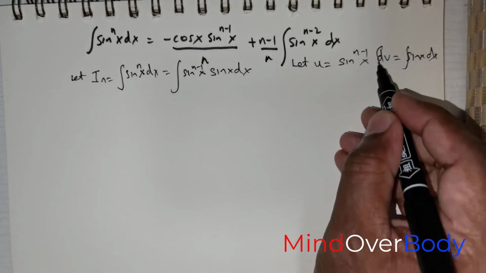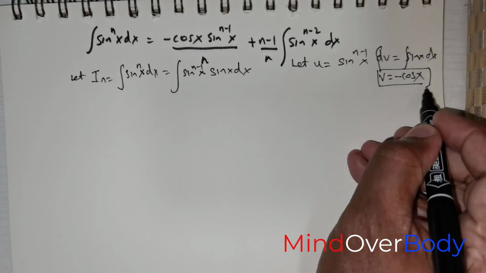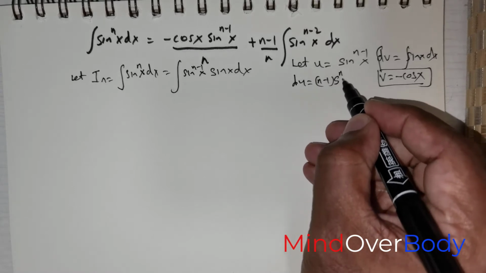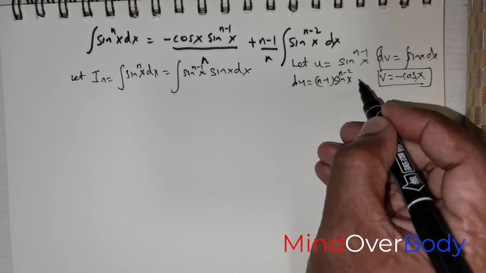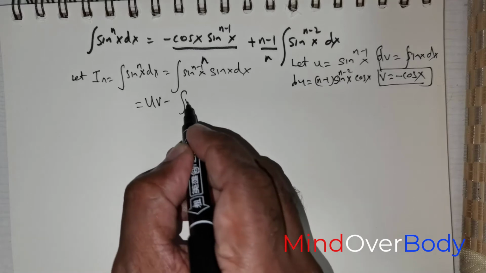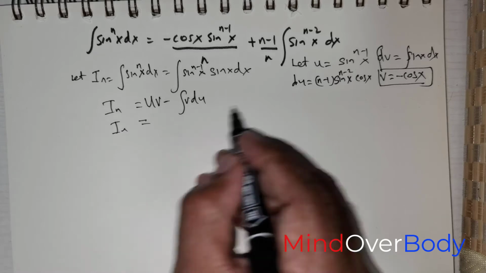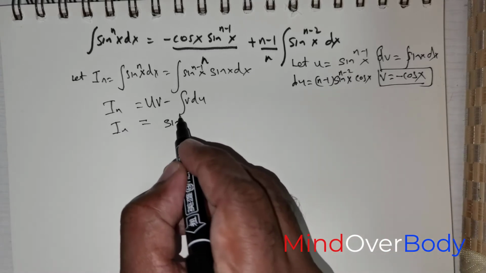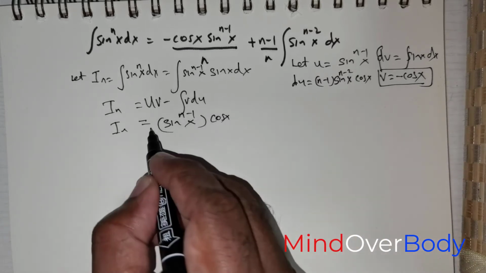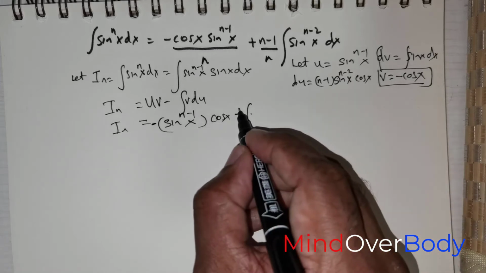Now if I were to integrate this, dv would give me v is equal to negative cos x. If I were to differentiate u, this is going to give me n minus 1 times sine raised to the power of n minus 2 x, and differentiation of sine x would give me cos x. Now using the formula uv minus integral v du, on the left hand side you got I suffix n. My u is sine raised to the power of n minus 1 x times my v is negative cos x, minus integral v is negative cos x, that's going to be positive here.